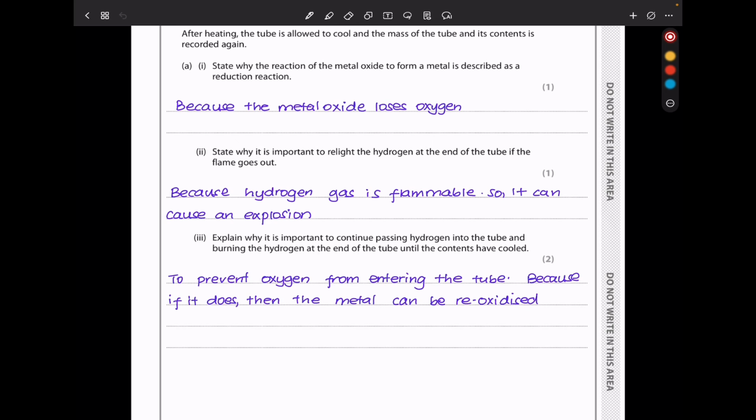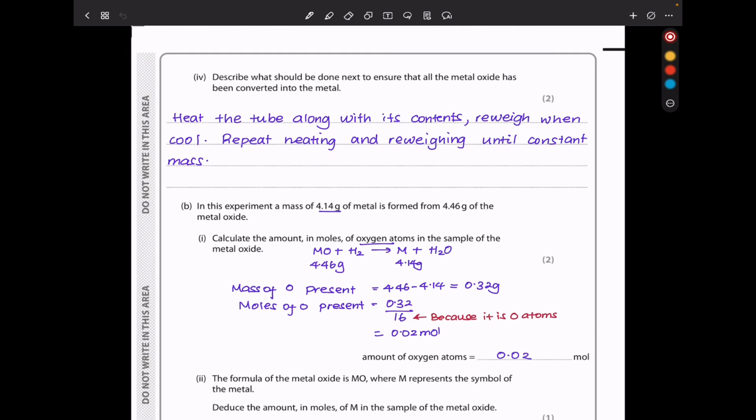And next they say explain why it is important to continue passing hydrogen into the tube and burning the hydrogen at the end of the tube until contents have cooled. This is because if they stop passing hydrogen over the metal, then oxygen is going to come into the tube, and then the metal is going to be reoxidized at those high temperatures, so you produce the metal oxide again.